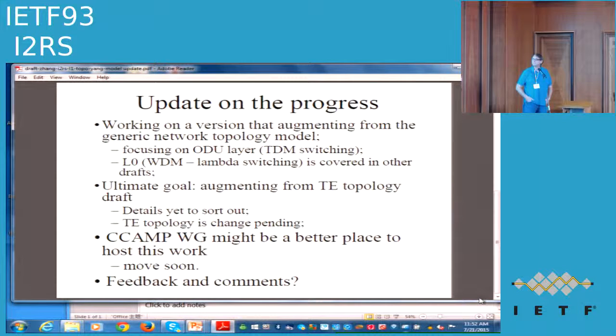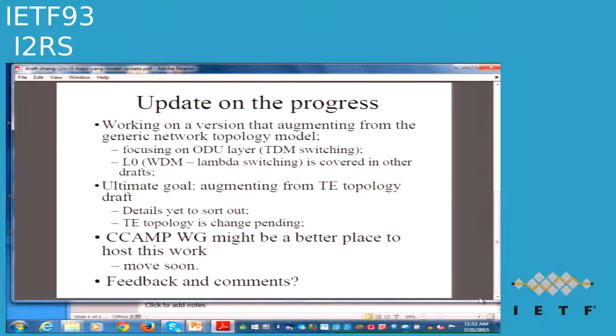So I need to make that happen before I can actually augment from the TE topology. I personally think that I2RS enables the capability to manipulate the topology. So that's why I put the layer 1 topology model here. But in terms of the people who know layer 1, layer 0, it belongs to CCAMP. So we agree that CCAMP is the better place for this work. So in the next version, I expect that we will move it to that working group. That's pretty much it. Thank you.